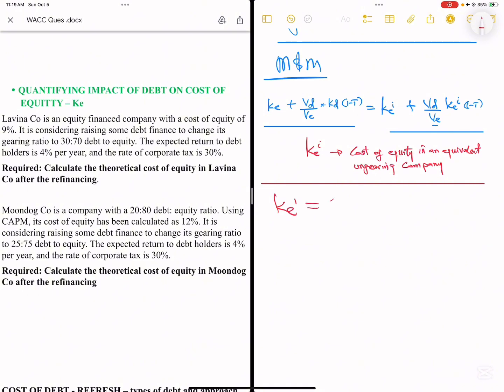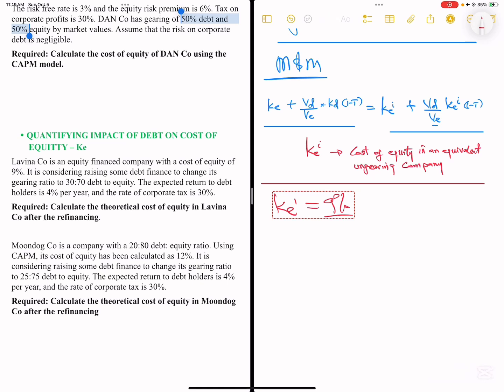because it's an ungeared company that has that cost of equity. And they give us the volume of debt and volume of equity, that is 70. The cost of debt is given as 4% and tax 30%. And we're asked to calculate the cost of equity if they refinance to 30:70. Remember, currently they are financed with equity only, which means KEI is 9%. But if they change it to 30:70, what will be the cost of equity?